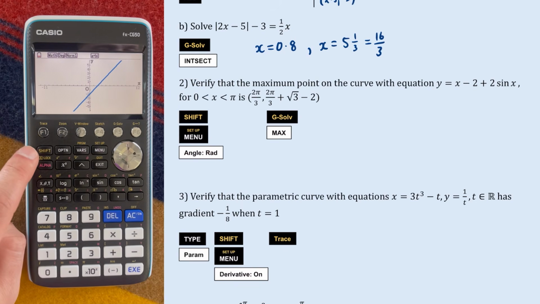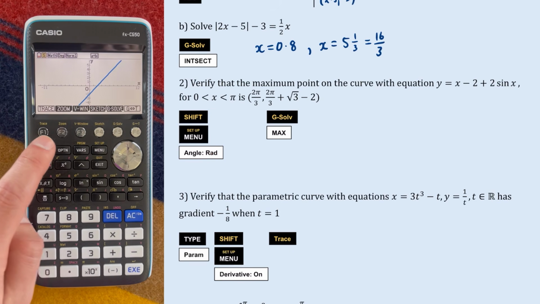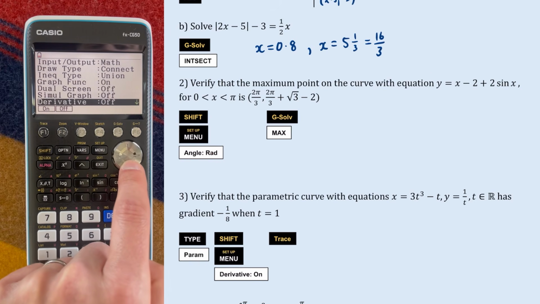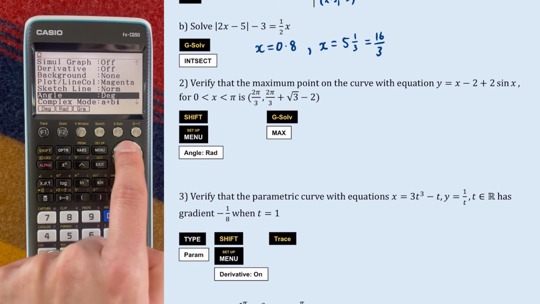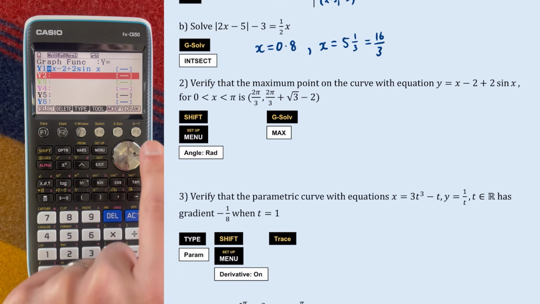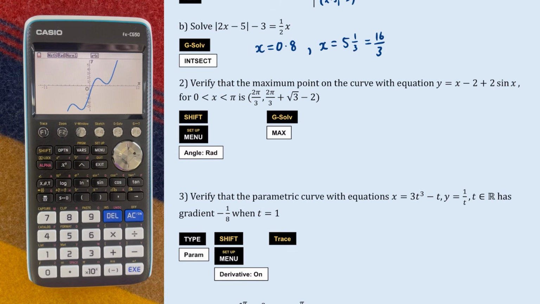So what I'm going to do is press shift. Then I'm going to press menu and I'm going to change it to angles and radians. So we're going to do shift, then I'm going to do menu for the setup, and I'm going to scroll all the way down until I get to angles, and I'm going to change it to radians and then just press execute. So now when I draw this, I'm going to get something that will look a little bit different and it's truer to what it should be.